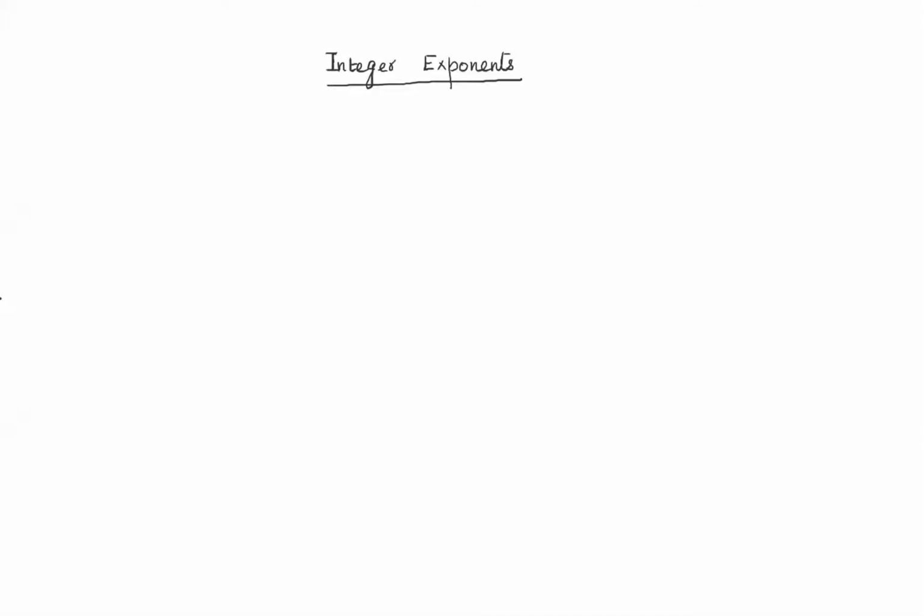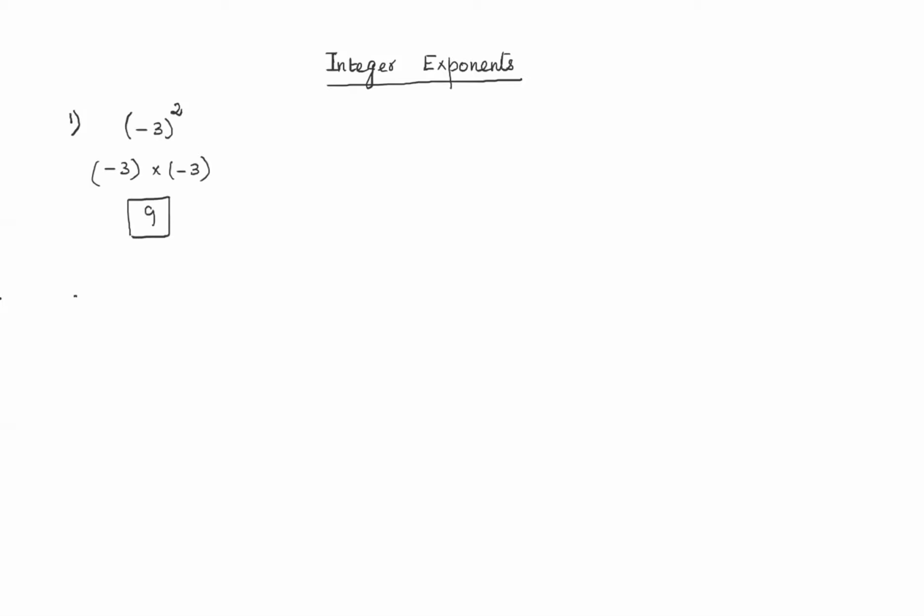So I'm going to start from problem number 1. Simplify, write the final answer using only positive exponents. So let's take negative 3 squared, which means we multiply negative 3 twice. So we get positive 9.